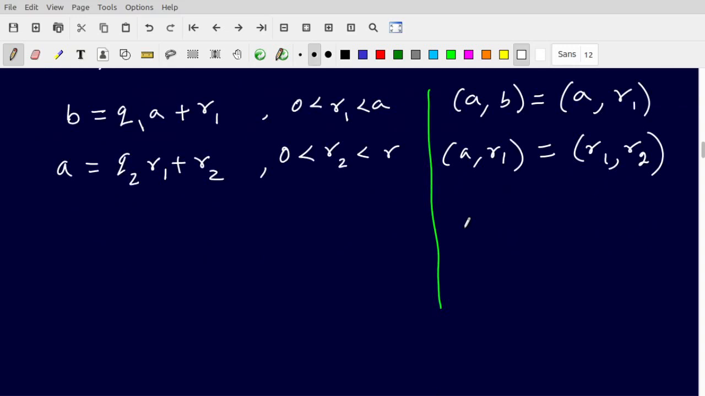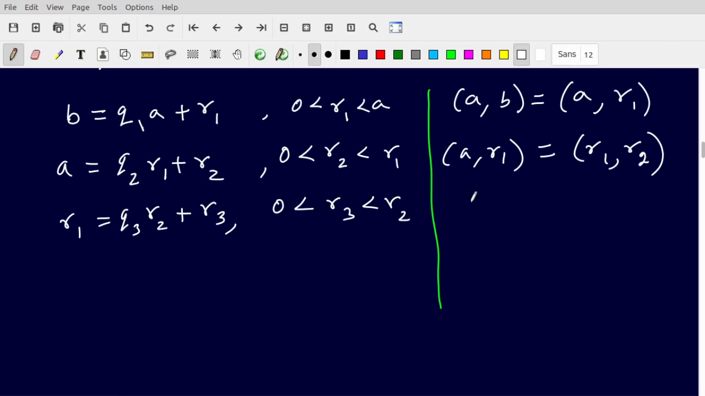Okay, if R2 is 0, we can stop the process. Otherwise, we use the division algorithm to divide R1 by R2 to find out the quotient Q3 and the remainder R3.